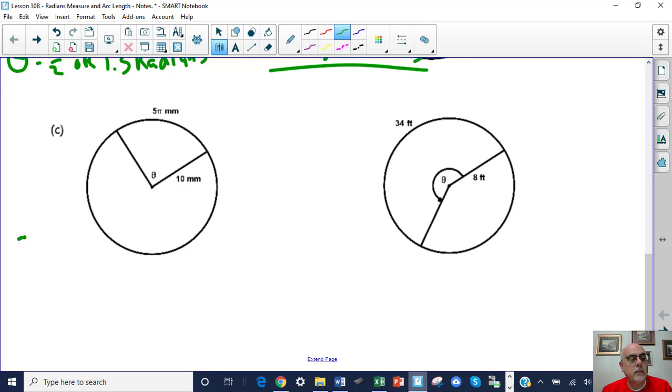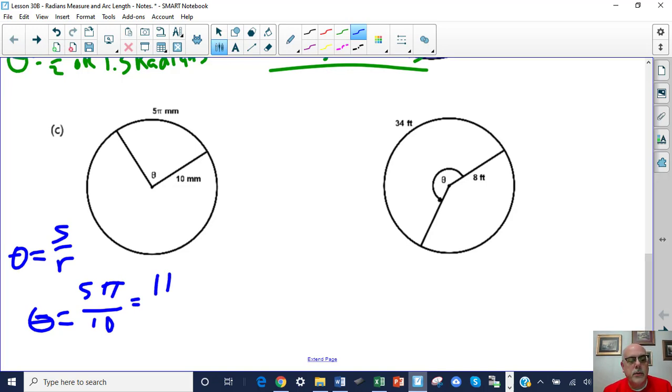This one is equal to, sorry. Theta is equal to S over R. I don't know why I wrote a capital R. Okay, so theta is equal to 5 pi over 10, which is pi over 2 radians. All right, you have to make sure you're reducing your fractions.